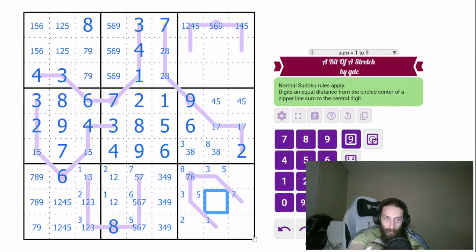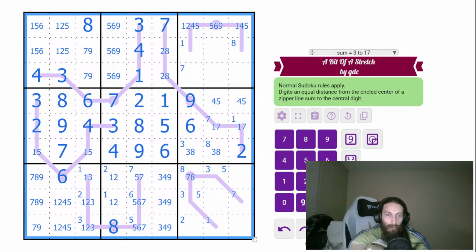3 and 8. 7 and 1. We have 1 and 7 along this here. Isn't really an issue. This would have to be the 7 because I couldn't pair it with a 2. And it'd have to be 1 and 8, which is just fine. Alright, well now things are getting quite silly.